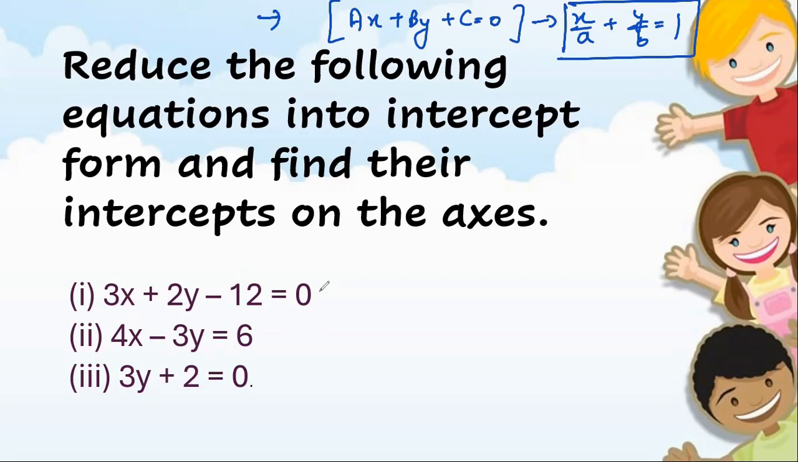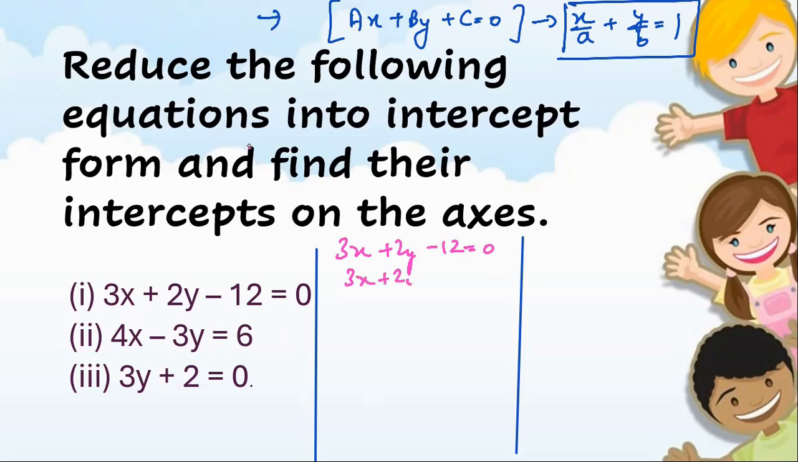Now how to convert? Let's take the first question, which is 3x + 2y - 12 = 0. I want the constant value on the right-hand side, so I will take negative 12 to that side and it becomes positive 12. I want 1 here, and 12 will become 1 only when I divide by 12. So I will divide both sides by 12.